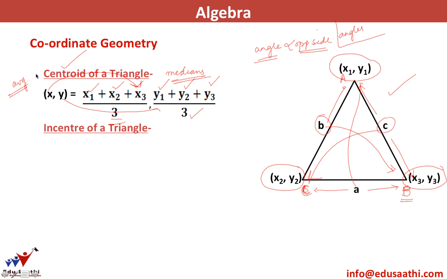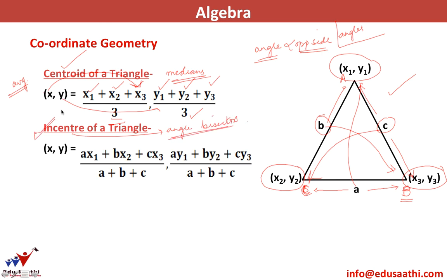The next thing that we'll be learning is how to find out the incenter of the triangle. Now, the incenter is the point of concurrency of the angle bisectors. So if you draw the three angle bisectors and make them intersect at a point, that point is known as the incenter. The incenter of a triangle is given by a little complex formula, so you need to be very careful when you're applying it.